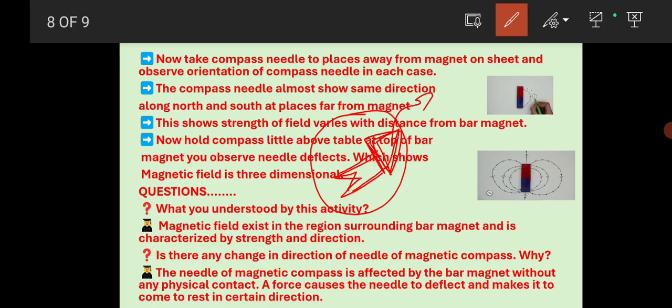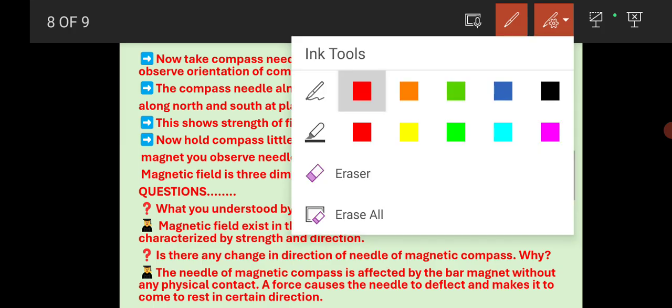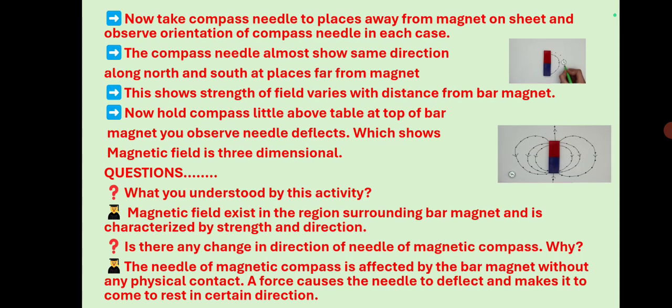So first it deflects. We have to wait until the needle comes to the rest position. Coming to the rest position means aligning in one particular direction. After coming to the rest position, you have to make the dot. Again move the compass needle. Again it will deflect. After coming to the rest position, again you keep the dot. In such a way, we will go on keeping the dots on either side of the bar magnet.